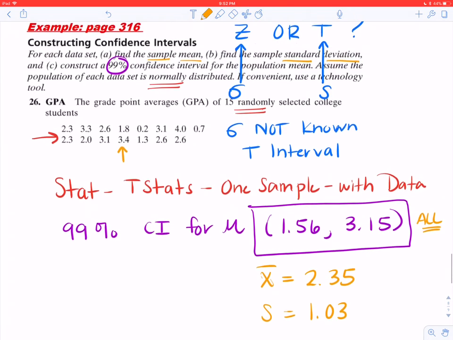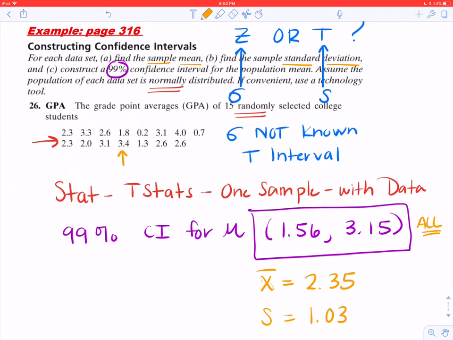So depending on how much information your question asks for, you can pull all of this information from StatCrunch. Again, these are the values just for the sample, just for the 15 students that were given. This interval is what's estimating the mean GPA for all students, not just for that sample.